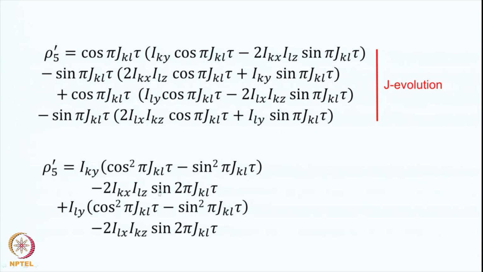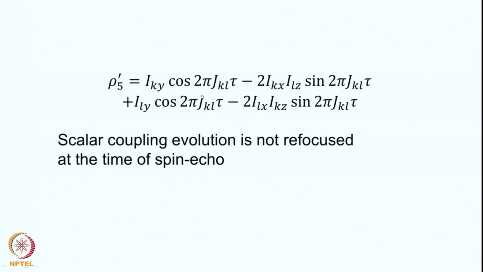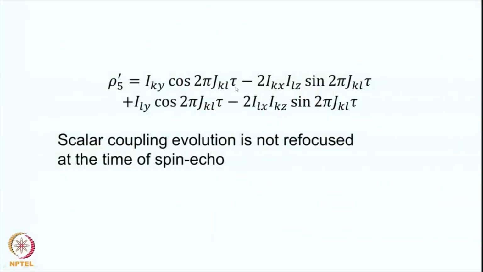Now what is inside the bracket? That is cosine 2 pi jkl tau. So IKY cosine 2 pi jkl tau minus 2 IKX ILZ sin 2 pi jkl tau plus ILY cosine 2 pi jkl tau minus 2 ILX IKZ sin 2 pi jkl tau. Notice that each of the individual spins has the tau dependence in the end, and the two magnetization components would have separated out in phase by this amount, 2 pi jkl tau. Depending upon the value of tau, the phase separation between the two components of the K spin will be given by this, and it also generates an antiphase magnetization.